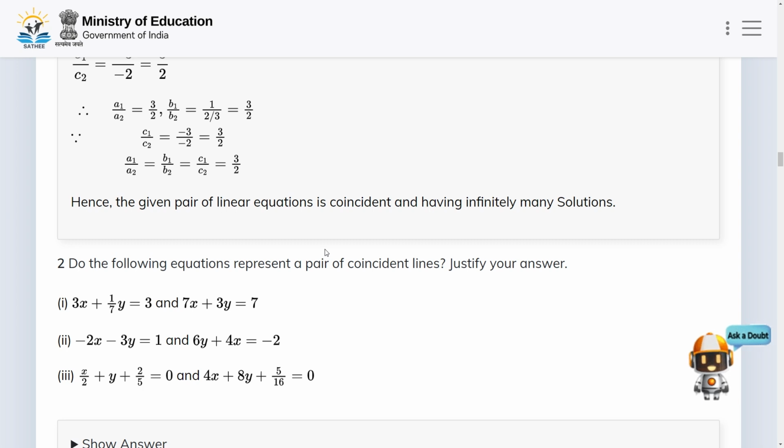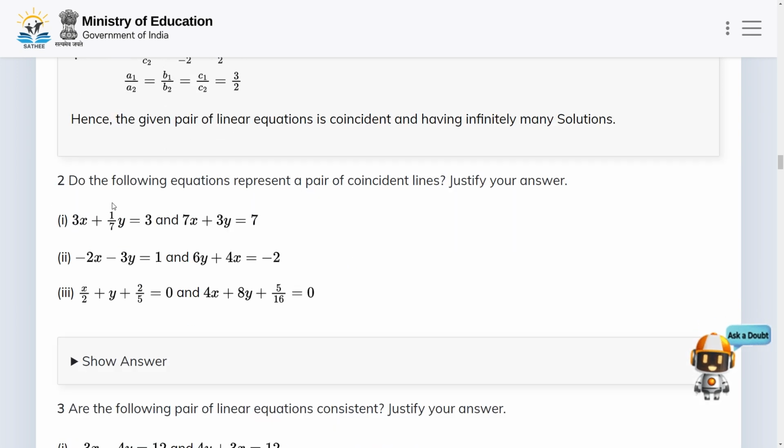Now let us move to question number 2. In question number 2, it asks us, do the following equations represent a pair of coincident lines? Here we are given some pairs of linear equations, and we have to check whether the following pairs of linear equations are pairs of coincident lines. So justify your answer.